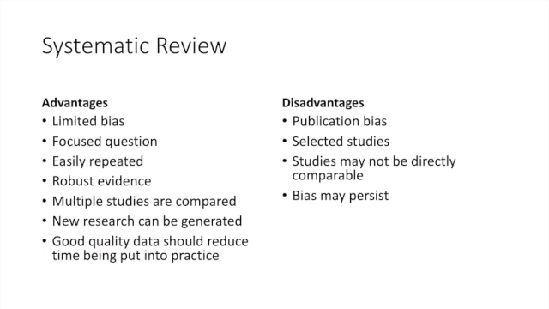So, systematic reviews. Okay, so we're taking a large number of cases and we're looking at them individually. And so we're getting all the RCTs in a similar way, and we're just trying to get the whole data set together. So the advantages: it's limited bias, it's a focused question, and it's easily repeated, and it generally gives us very good, robust evidence. Multiple studies are compared, new research can be generated. It gives good quality data, and it should reduce the time taken to put it into practice.